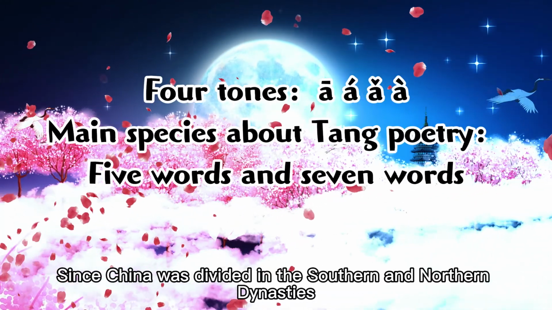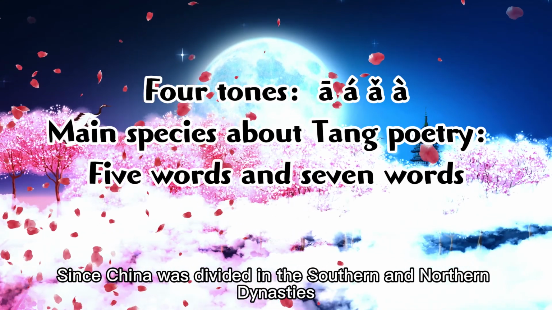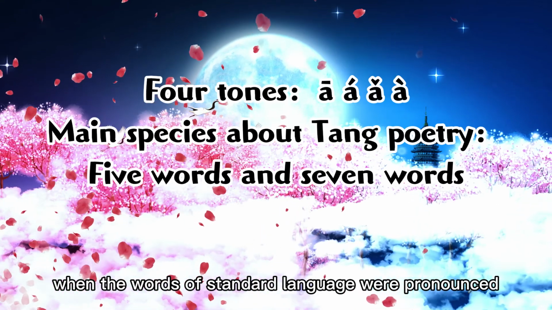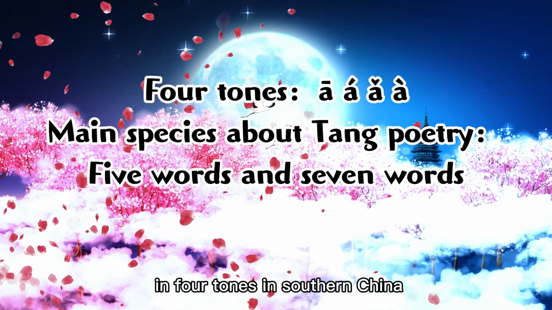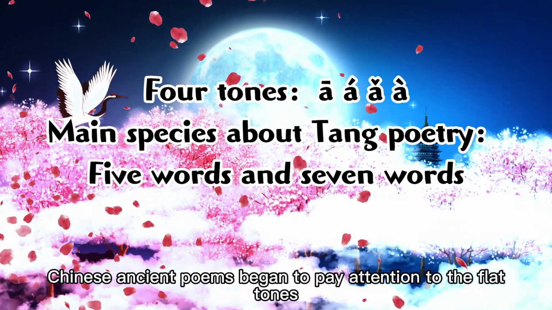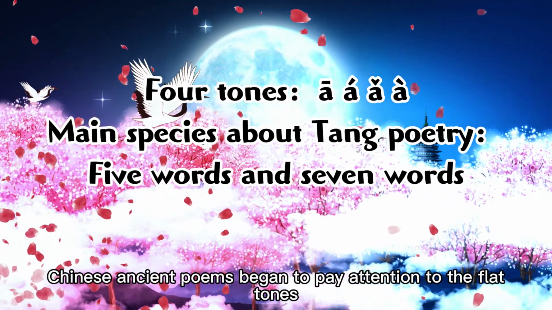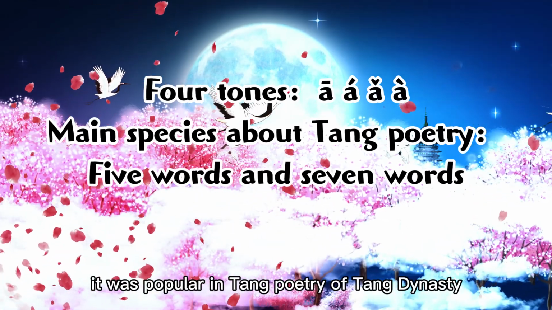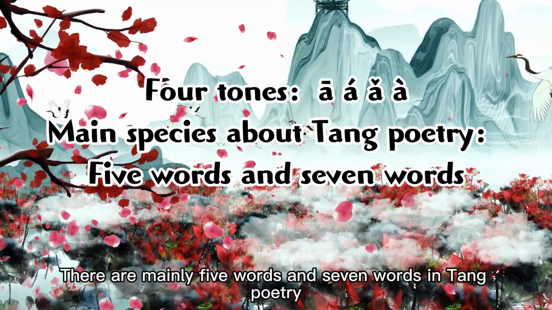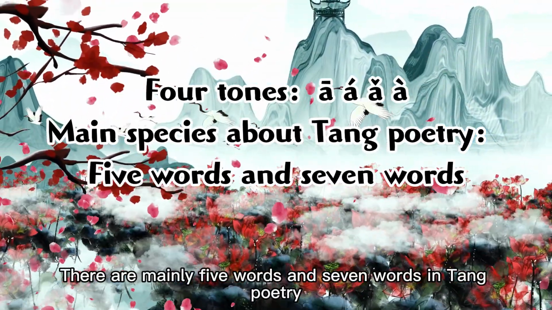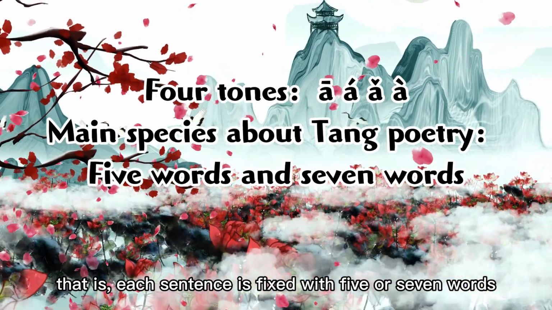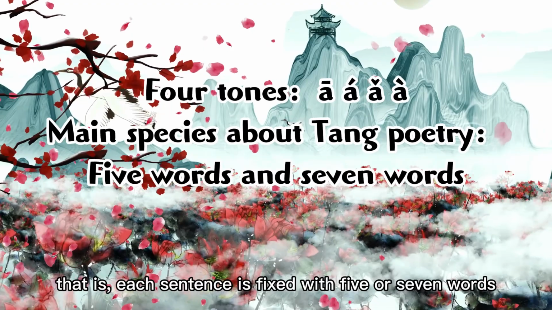Since China was divided in the southern and northern dynasties, when the words of standard language were pronounced in 4 tones in southern China, Chinese ancient poems began to pay attention to the flat tones. After that, it became popular in Tang poetry of the Tang dynasty. There are mainly 5-word and 7-word forms in Tang poetry. That is, each sentence is fixed with 5 or 7 words.